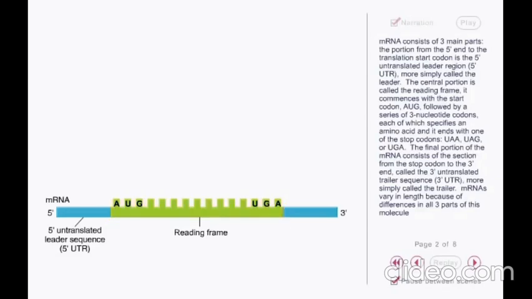The final portion of the mRNA consists of the section from the stop codon to the 3' end, called the 3' untranslated trailer sequence, more simply called the trailer. mRNAs vary in length because of differences in all 3 parts of this molecule.